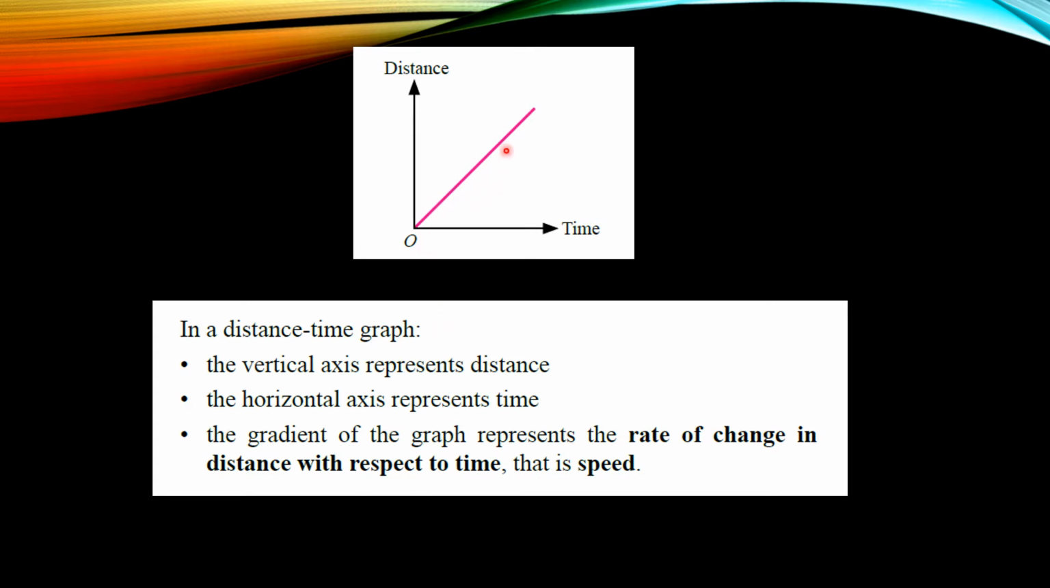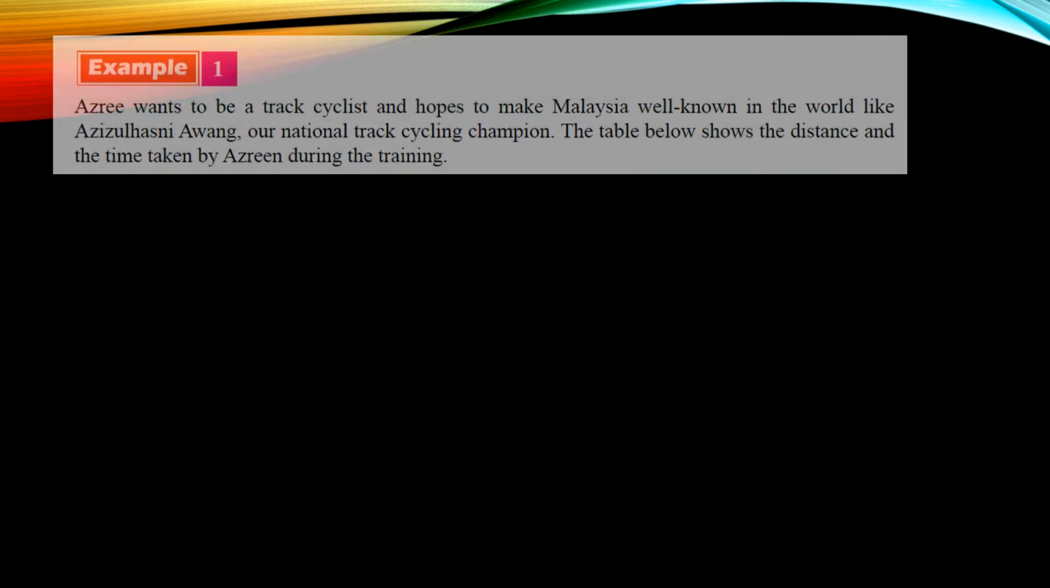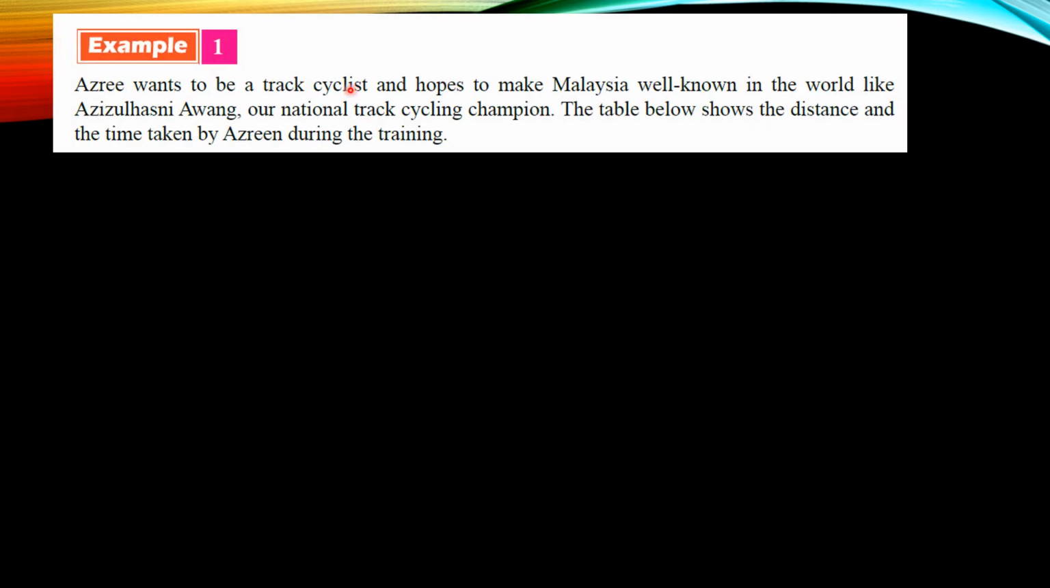How do you find the gradient? You use the formula y2 minus y1 over x2 minus x1. So now we look at example 1. You can refer to your textbook at page 184.